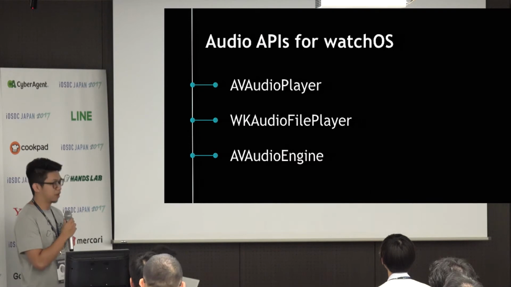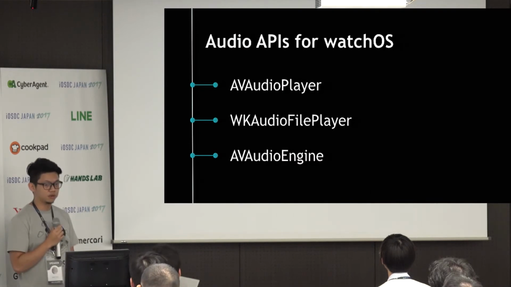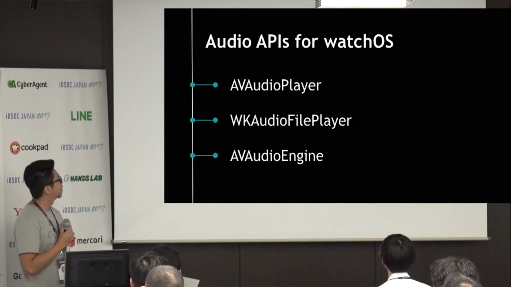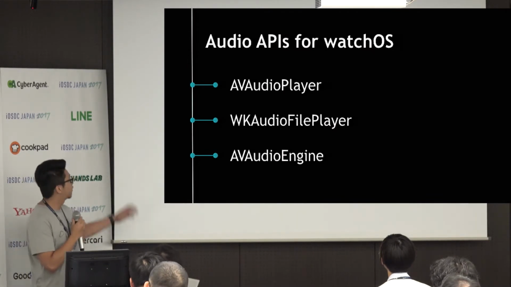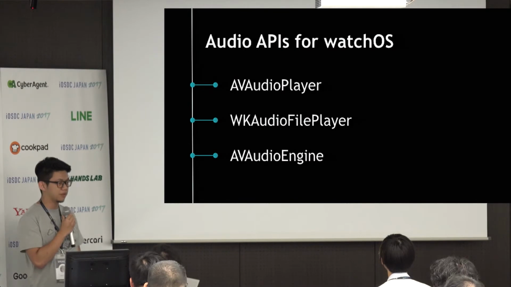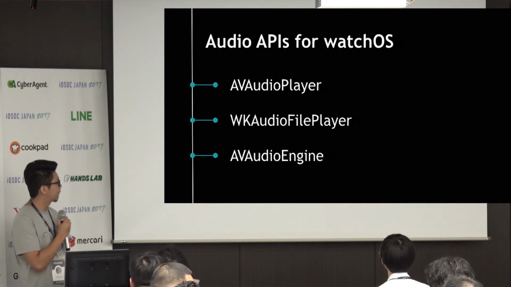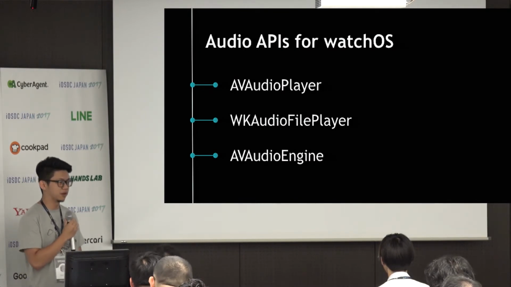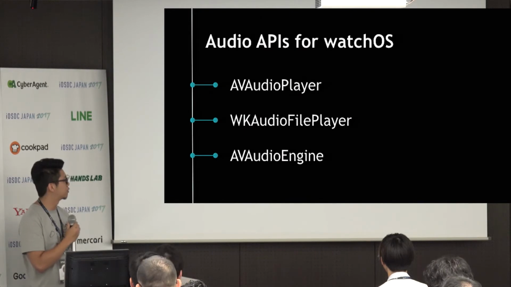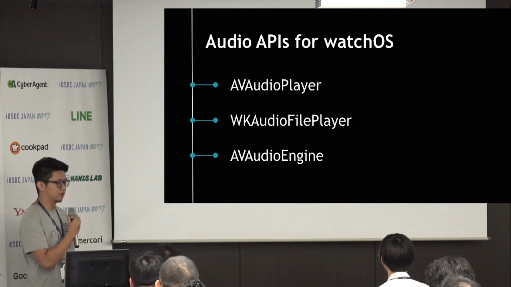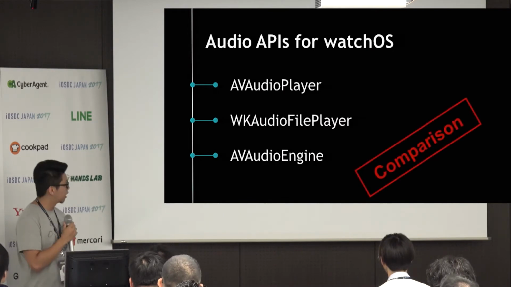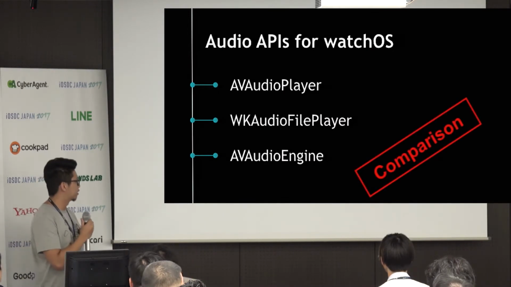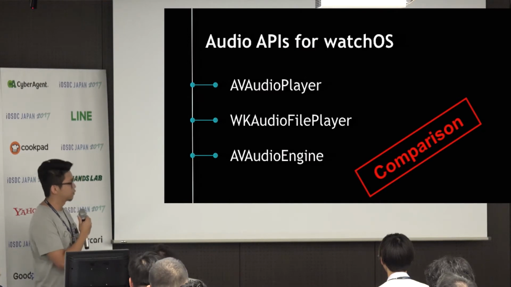Now we have the audio file on our Apple Watch, so we can play the music. There are 3 APIs that we can use: AVAudioPlayer, WKAudioFilePlayer, and AVAudioEngine. Because today we don't have enough time to go through each of them and tell you how to use them, I made a comparison for you so you can quickly understand these 3 APIs.